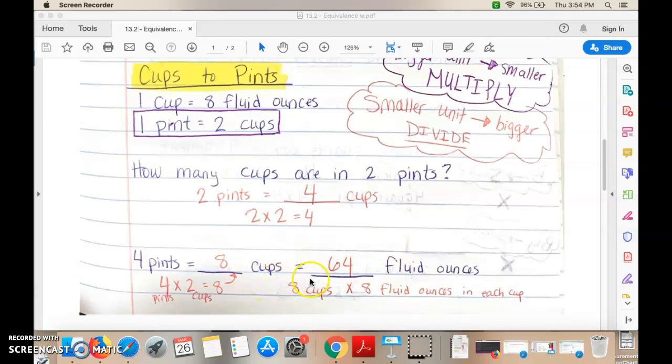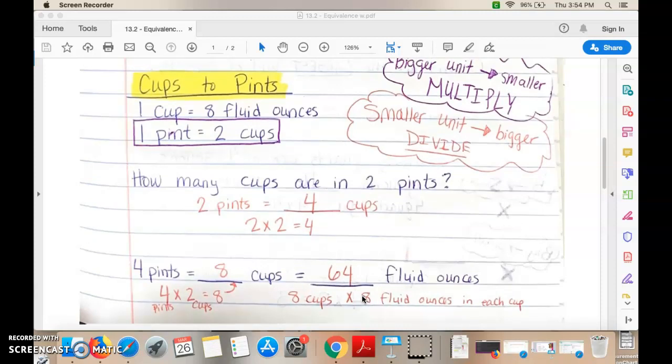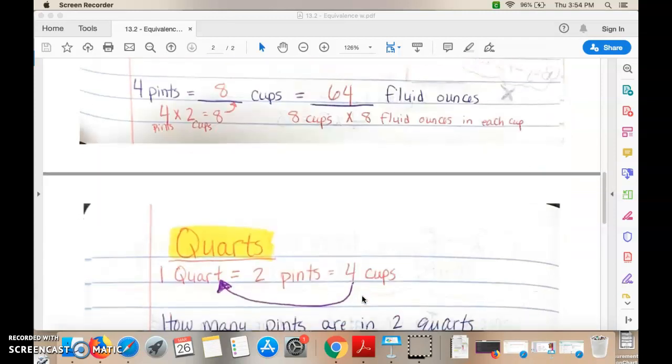Let's say I want to go then from cups to fluid ounces. Again, cups is larger than a fluid ounce, so I'm going from a bigger to a smaller, need to multiply. 8 cups, right? 8 right here. So I have 8 cups, and in every cup there's 8 fluid ounces, so I need to multiply 8 times 8, and I would get 64 fluid ounces. Okay? So, big thing to remember, if you're going from the bigger unit to a smaller unit, multiply. If you're going from smaller unit to a bigger, then you can divide it.